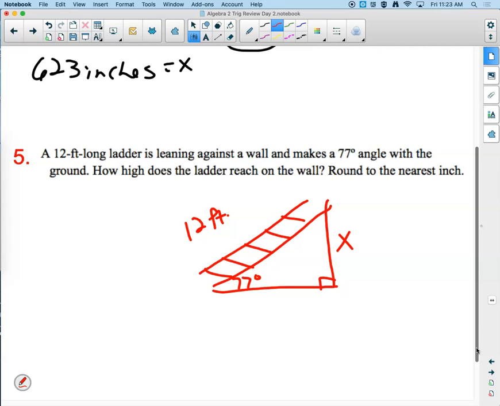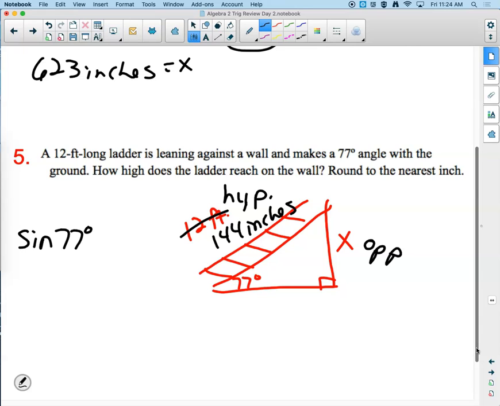12 feet. So 12 feet is how many inches? 144. So I'm not going to use the 12 feet. X, what's the label? Opposite. 144, what label? Which trig function? Sine again. Sine of 77 degrees equals x over 144.